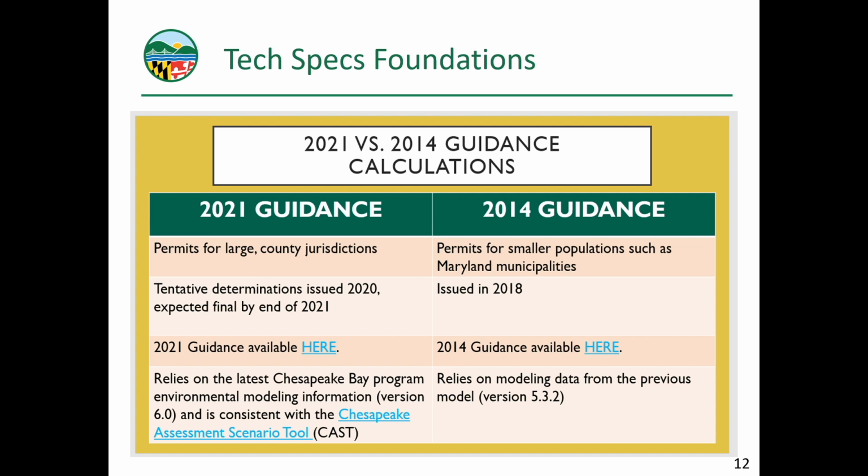By contrast, permits issued under the 2014 guidance represent smaller populations, such as Maryland municipalities or counties, and follow a previous guidance that was developed in 2014. The science behind these permits was current at the time of issuance and relied on modeling data from the previous model, version 5.3.2. Full details of the 2021 and 2014 guidance can be found at the links provided in the PDF.